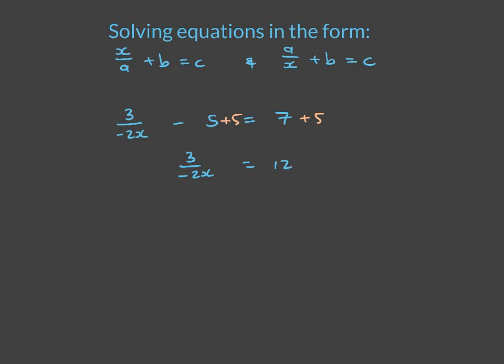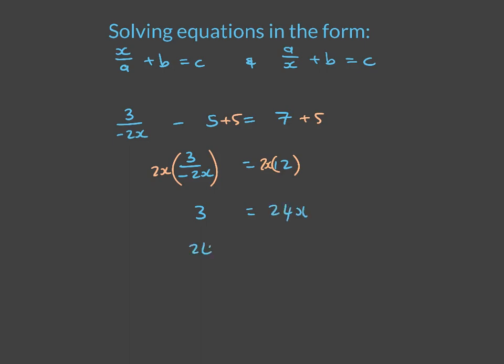Okay, what do I do now? Well, I want to get rid of this cheeky divide by minus 2x there. So I want to times by 2x on the left-hand side, because that would mean on the left-hand side there's no more x on the denominator. So there's only a 3 left. But then I can't just do it on one side. I also need to do it on the other side. And 12 times 2x is equal to 24x.